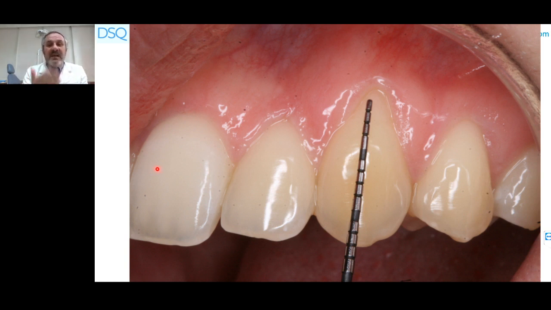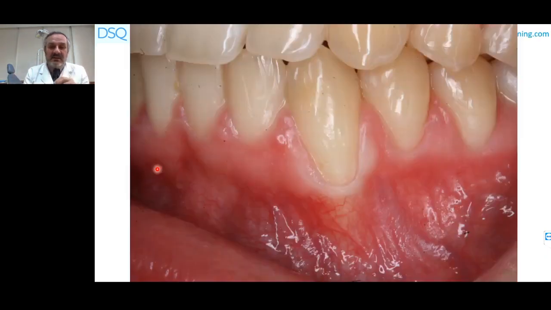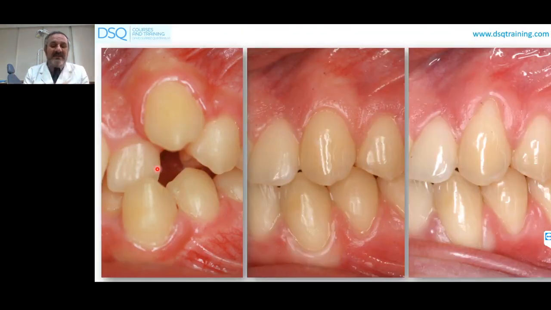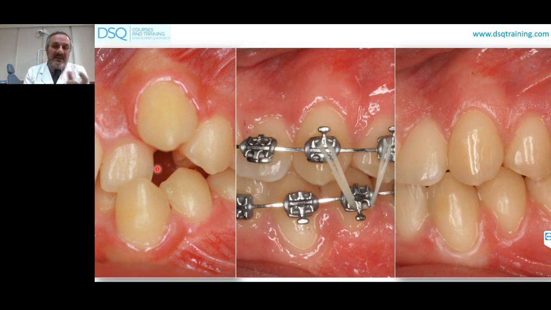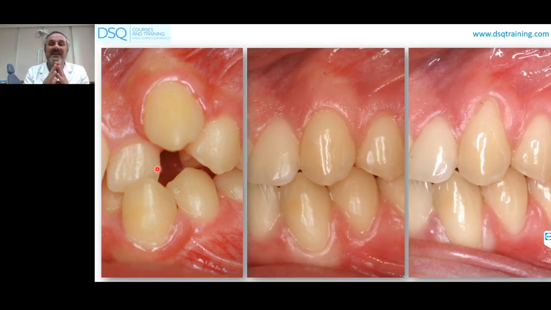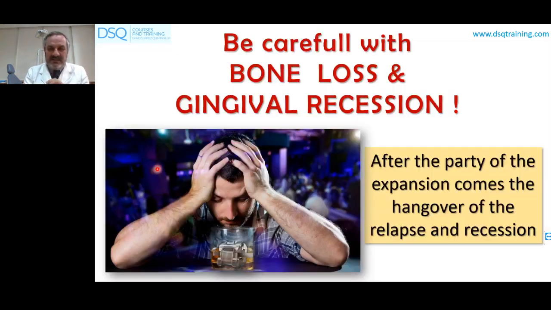Overexpansion produces a lot of problems in the long term. In the short term, every patient is very happy. In the long term, you can see the result of this problem. It's very difficult to make a prediction about the gingival recession. Maybe the problem is the brushing of the teeth, but the main problem of this patient, remember, is a severe recession. Severe recession from the overexpansion.